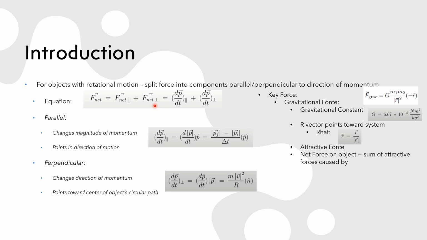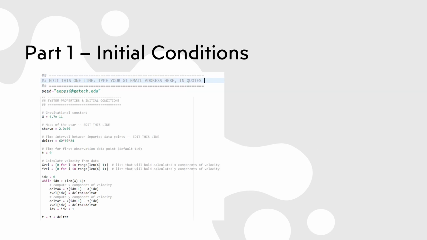And then another thing is the gravitational force given by this equation, where G is the gravitational constant, m1 and m2 are the masses of the objects, and the r vector is the vector that points from the source to the system, and you negate that. It's a lot of algebra, but you negate it to get the proper direction of the force. And then gravity is an attractive force, and the net force on an object when there are more than two objects in a system is the sum of the attractive forces caused by each object on that object.